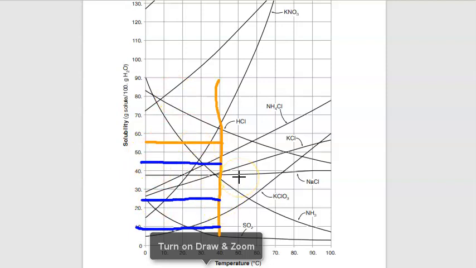But the only one that is above the line or on the line is for KCl. So all that means is there's excess KCl sitting at the bottom, which makes it saturated, which means it's in equilibrium. So we're talking about choice 3.